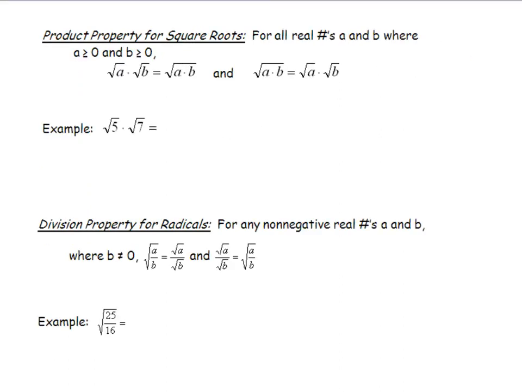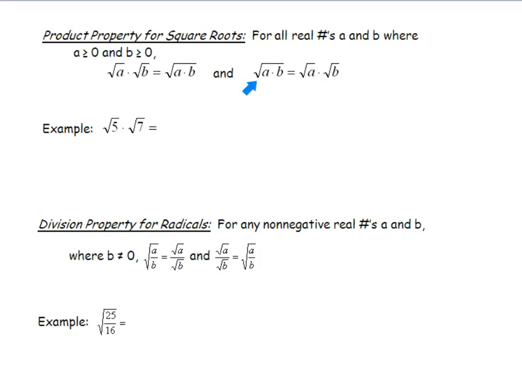When I deal with square roots, though, I can actually multiply. This is the first property we're going to talk about, the product property, meaning multiplication. If you're working with two square roots, say the square root of a and the square root of b, and you're multiplying them, you can rewrite it as the multiplication of the two radicands inside of one big square root. The opposite is also true.